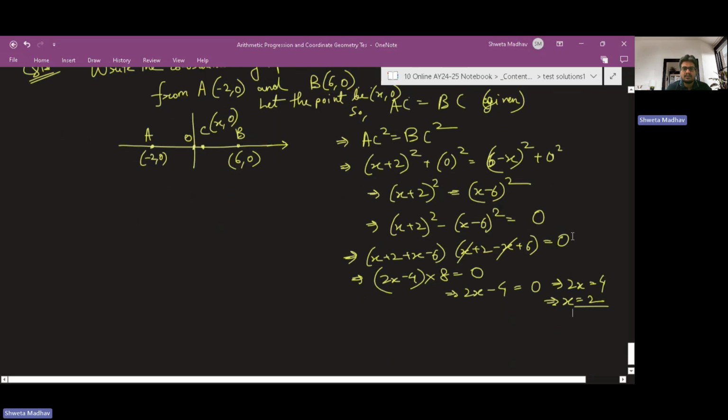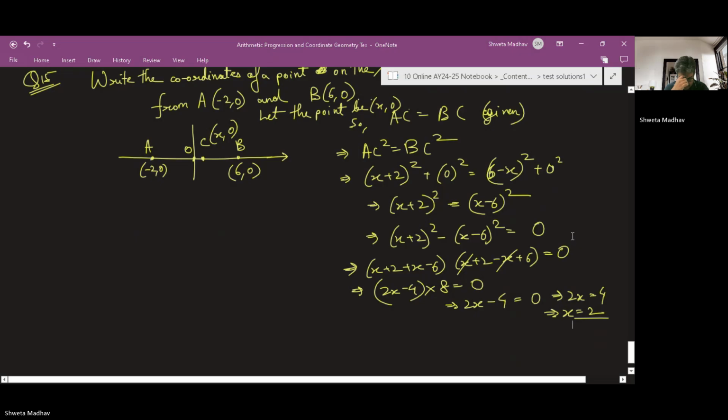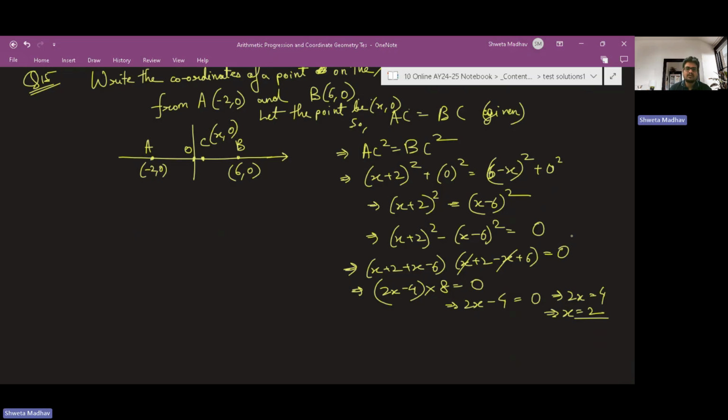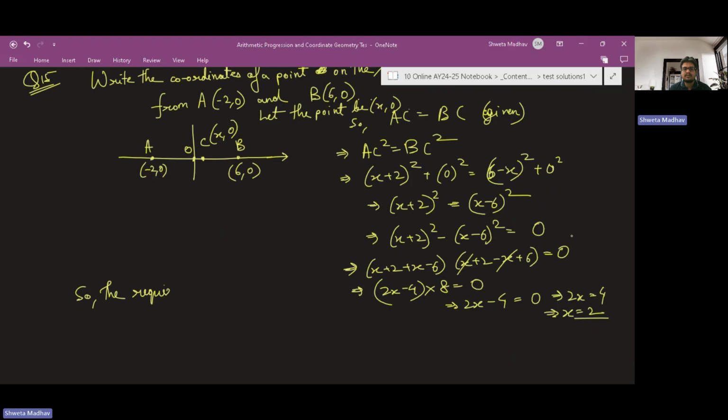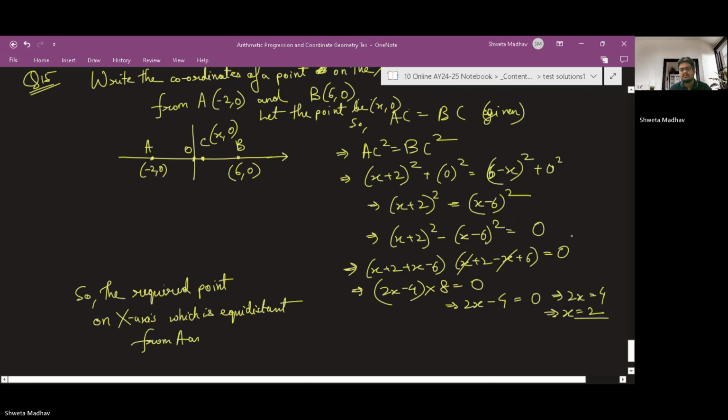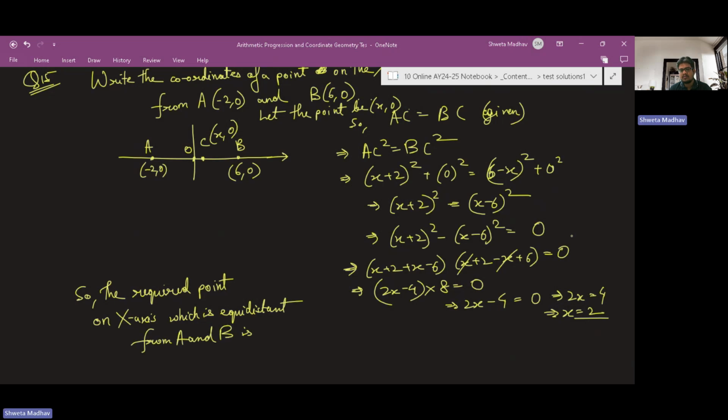So it means that x is equal to 2. X is equal to 3. So hence we can say that the required point on the x-axis, which is equidistant from A and B, is 2 comma 0. So 2 comma 0 is the answer.